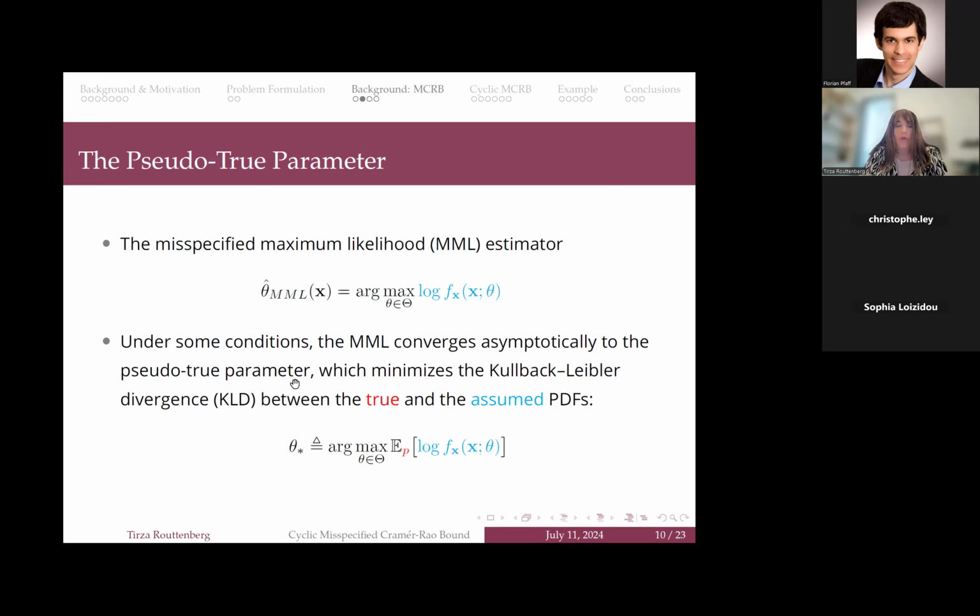If you think about it, under this misspecified model, I'm actually estimating the pseudo-true parameter. I'm not going to estimate the true parameter because I don't know the true model. I'm not assuming that I know the true model. I'm going to estimate the pseudo-true parameter. That's what the maximum likelihood does, but also the other estimators.